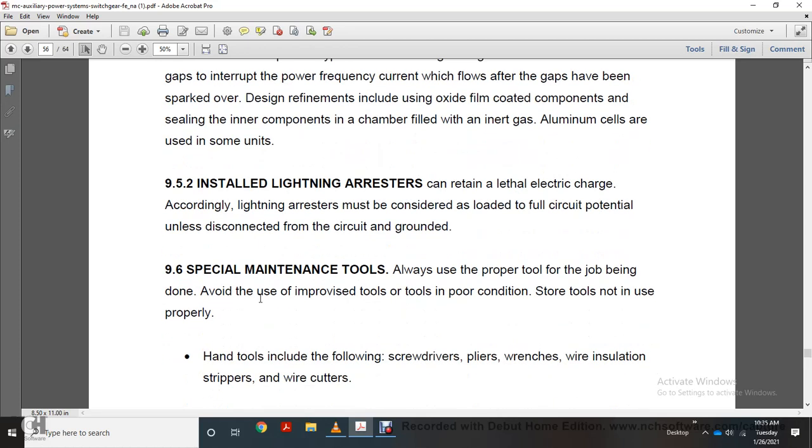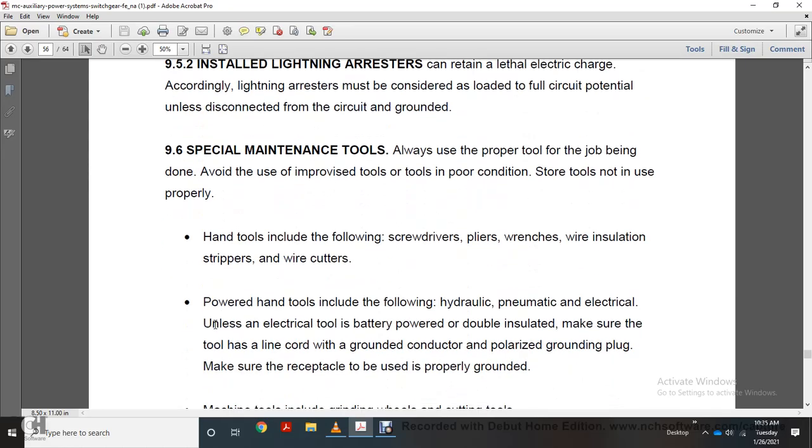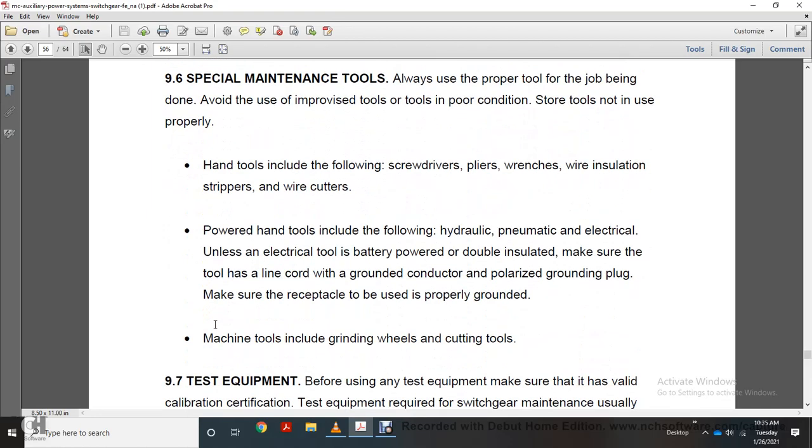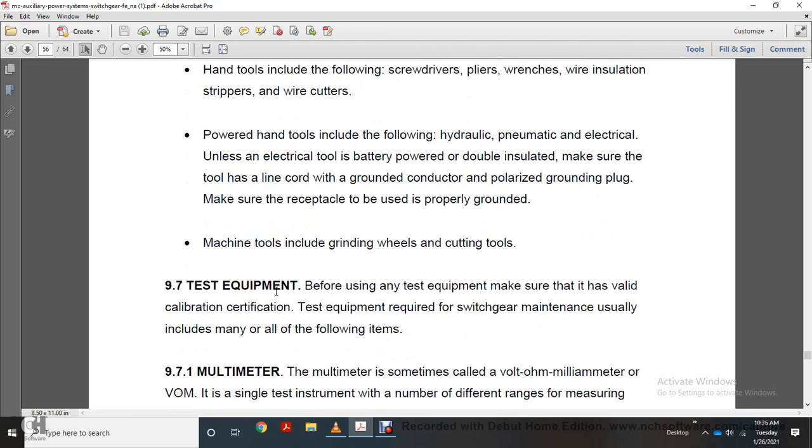Always use the proper tool for the job being done. Avoid using improvised tools and tools in poor condition. Make sure tools are being used properly. Hand tools include the following: screwdrivers, pliers, wrenches, wire strippers, and wire cutters. Power hand tools include the following: hydraulic, pneumatic, and electrical. When using electrical tools, use battery power or double insulation. Make sure the tool is line corded with a ground conductor and polarized ground plug. Make sure the receptacle to be used is properly grounded. Machining tools include grinding wheels and cutting tools.